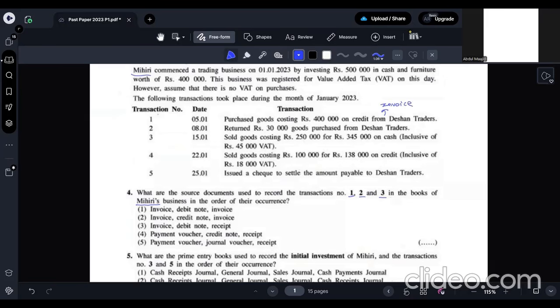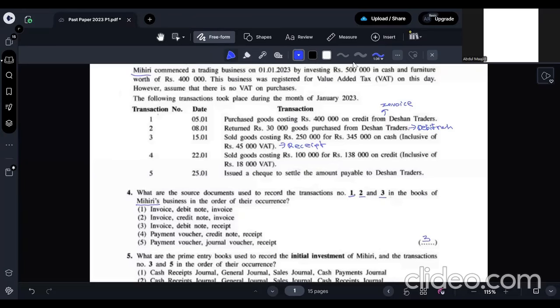Return 30,000 goods purchased from Deshan Traders. So for purchase return, the source document will be debit note. Then the third one, sold goods costing 250 for 345 on cash. So that will be receipt. Invoice, debit note, and receipt. That will be answer number 3.